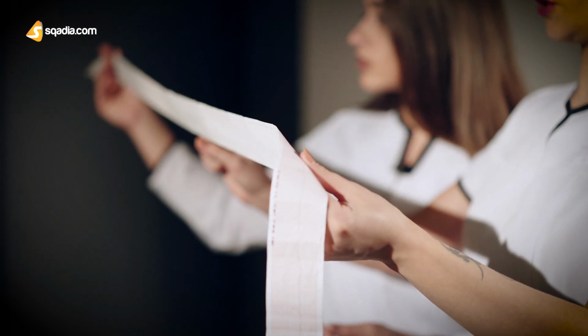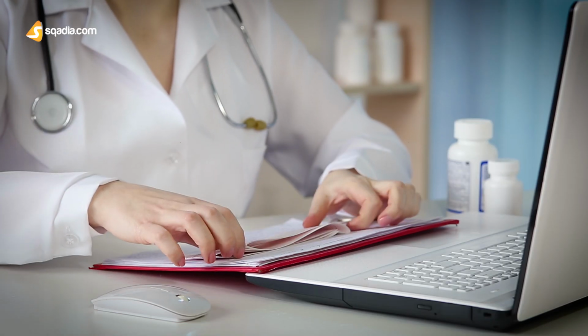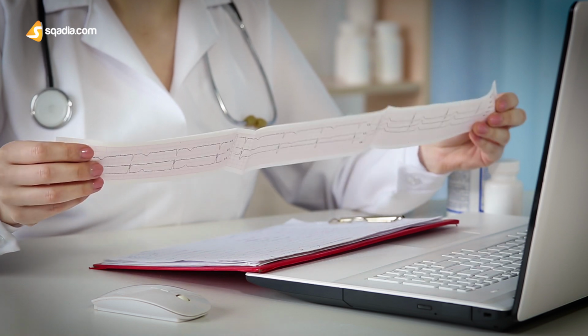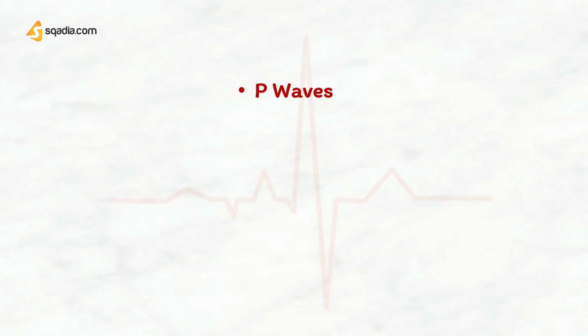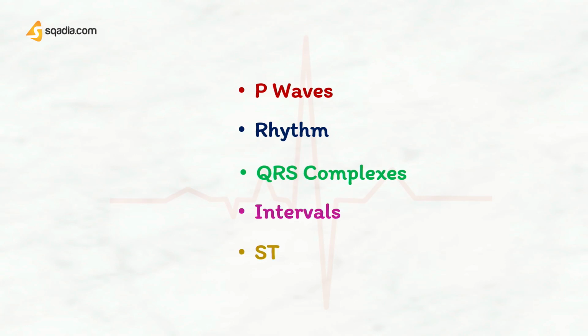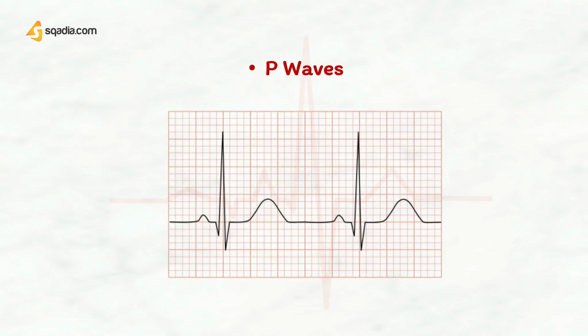Now again, there are many different ways to approach ECGs, but this is the simplest way that we would recommend. First, we look at the P waves, and then we look at the rhythm. Next, we look at the QRS complexes, and then we move on to the intervals, and then finally the ST segments. First, we look for the P waves.